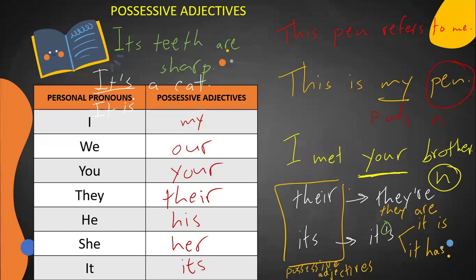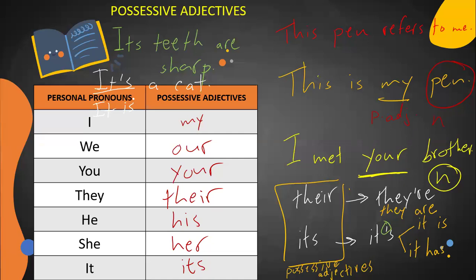Again, we have 7 possessive adjectives in English. They are my, our, your, their, his, her, and its. They must be followed by nouns. They cannot stand by themselves.